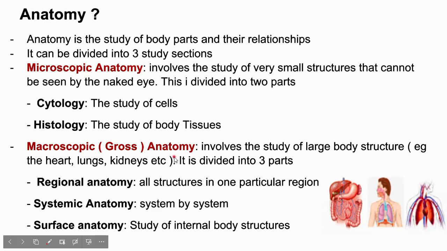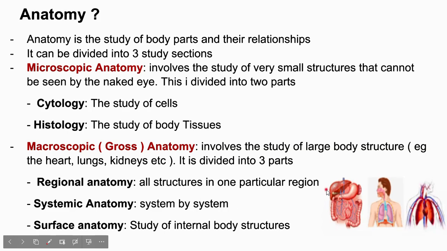We have the regional anatomy, which involves the study of structures in one particular region. For example, I can talk about the abdomen. The abdomen is made up of the stomach, the small intestines, the large intestines, and other structures such as the liver and the gallbladder. These structures function together towards the same goal, which is the breakdown of nutrition, absorption of nutrition, and also discarding of waste. So this is what regional anatomy is all about.